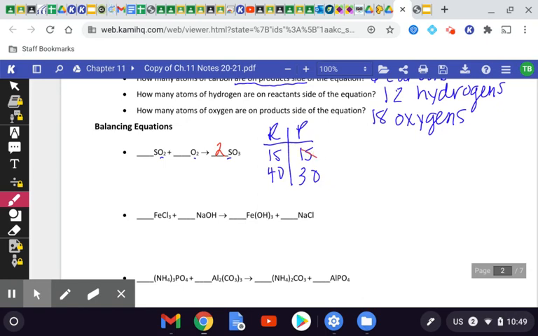When I do that, my sulfurs change. I now have 2 sulfurs. My oxygens here also change. 2 times 3 gives me a total of 6 oxygens. So now on my reactant sides, neither sulfur nor oxygens match. So to get my sulfurs to match now, I would put a 2 in front of SO2. So that now gives me 2 sulfurs. But I have 2 times 2 or 4 oxygens plus 2 oxygens from right there for a total of 6 oxygens now. Now I am balanced. I have 2 sulfurs and 6 oxygens on each side of my reaction.